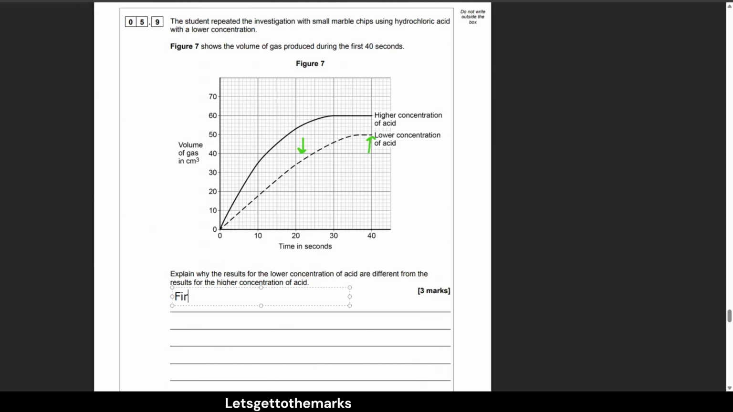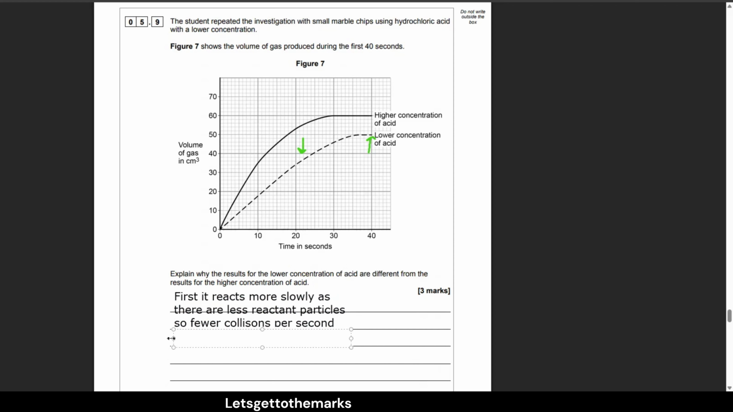Okay. First, it reacts more slowly as there are less reactant particles, so fewer collisions. Now I'm going to put per second. So the frequency of collisions is less, but because I started typing it like that, I've just gone with it, it means the same thing. Frequency is per second. So basically I'm saying there's less collisions per second because there's less particles to react. So first it reacts more slowly as there are less reactant particles, so fewer collisions per second.